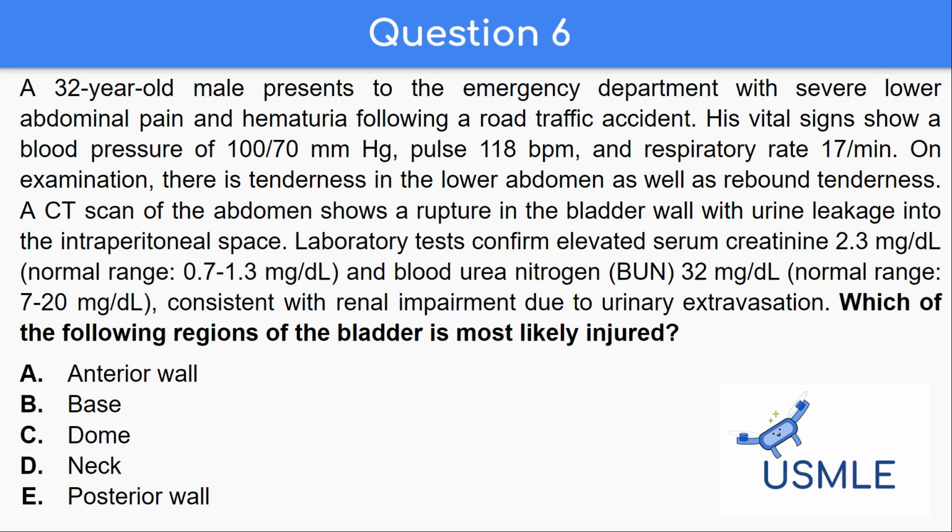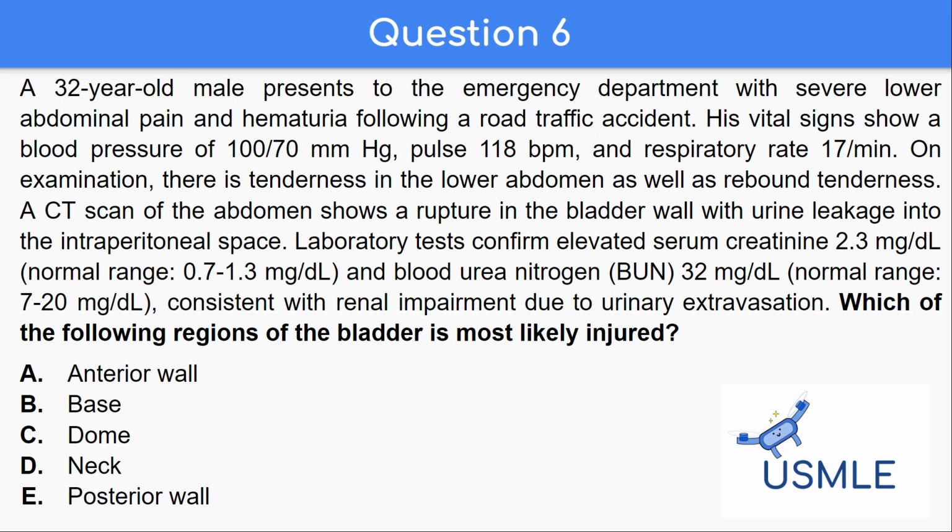First, let's read the question. A 32-year-old male presents to the emergency department with severe lower abdominal pain and hematuria following a road traffic accident. His vital signs show a blood pressure of 100/70, pulse 118, and respiratory rate 17. On examination, there is tenderness in the lower abdomen as well as rebound tenderness. A CT scan of the abdomen shows a rupture in the bladder wall with urine leakage into the intraperitoneal space.